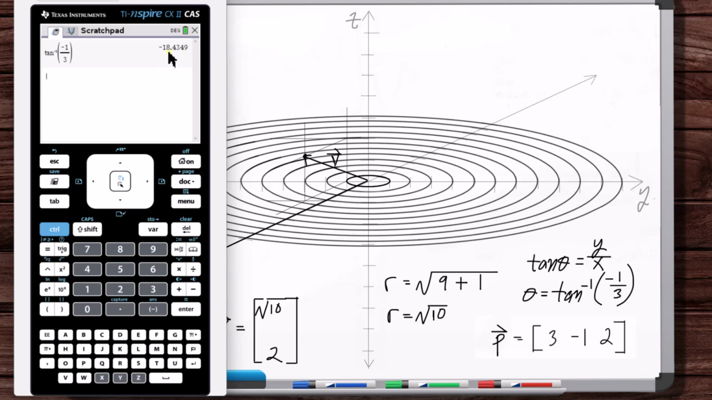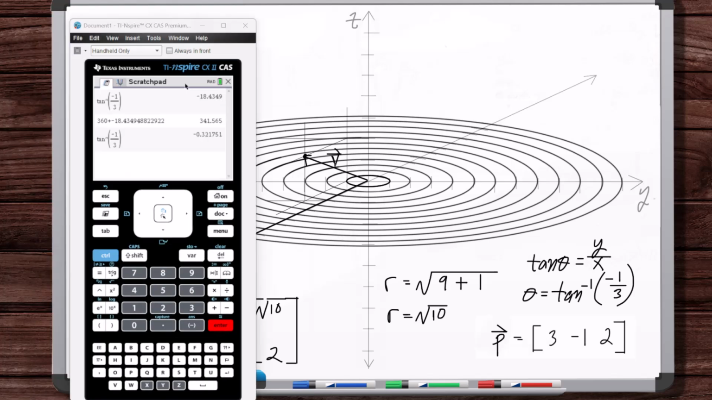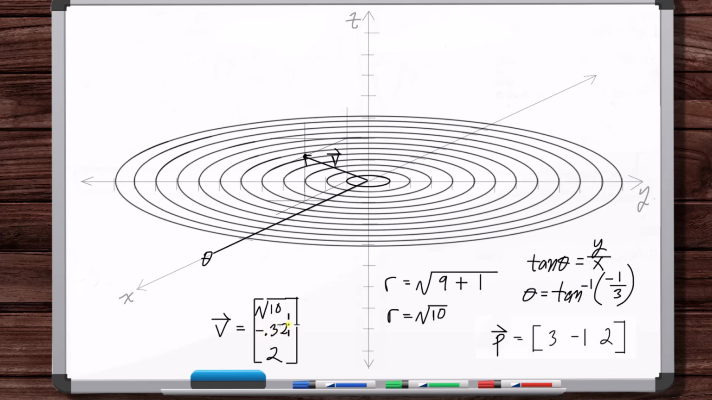The other angle would be what? Tangent is negative in the second and fourth quadrants. So you have another angle in the second quadrant, but that's not the angle. So we can write theta as this, or we could say 360 minus or plus this. Let's just go ahead and do this in radians, though. Minus 0.322 radians. And there you go. There's vector v in cylindrical.